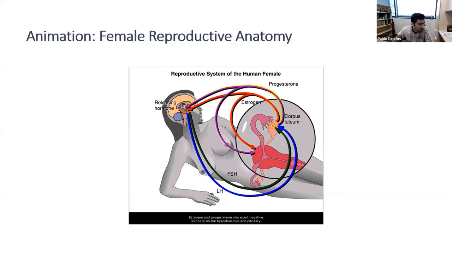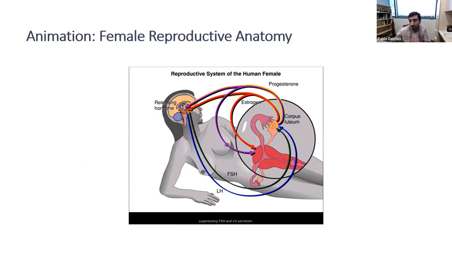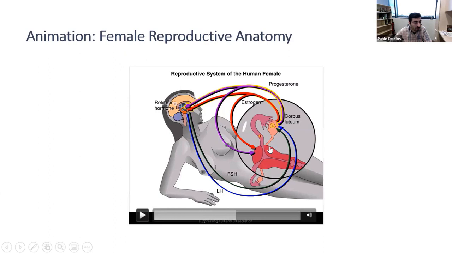Estrogen and progesterone also exert negative feedback on the hypothalamus and pituitary, suppressing FSH and LH secretion. So now we're back to that negative feedback. So it goes from negative feedback to a period of positive feedback, which triggers ovulation. And then once ovulation occurs, progesterone gets made, and these two make a negative feedback. Negative, meaning more of it results in less production of these other two, FSH and LH. This keeps additional follicles from developing after ovulation.